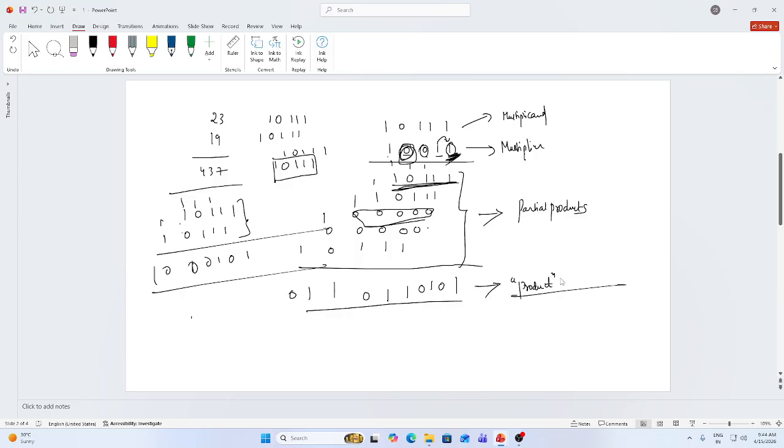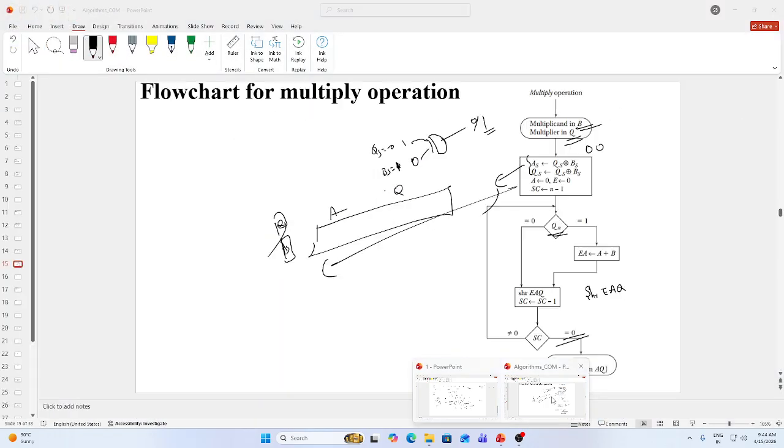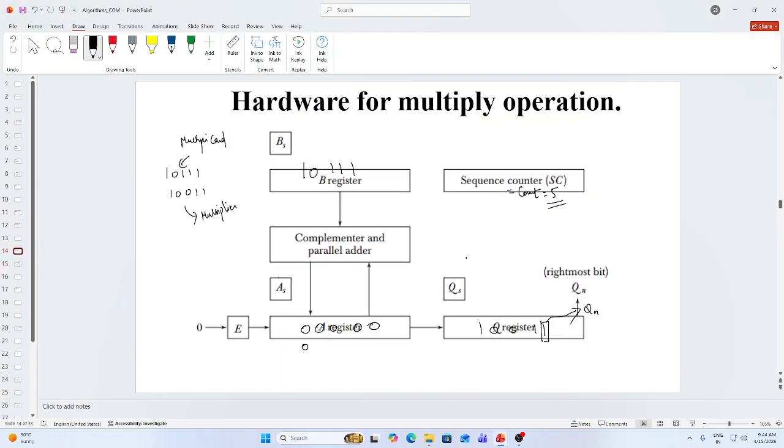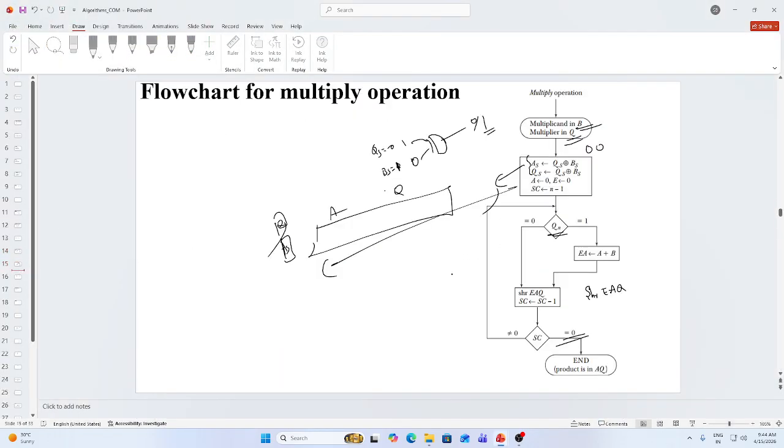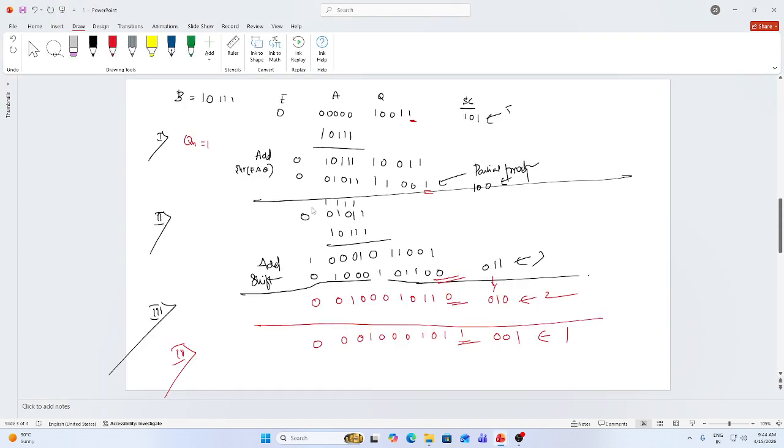So this is the first method for solving. From the exam point of view, you should know this hardware, you should know the algorithm, as well as how to solve like this. If they give any data, you should be able to solve this problem iteration-wise.